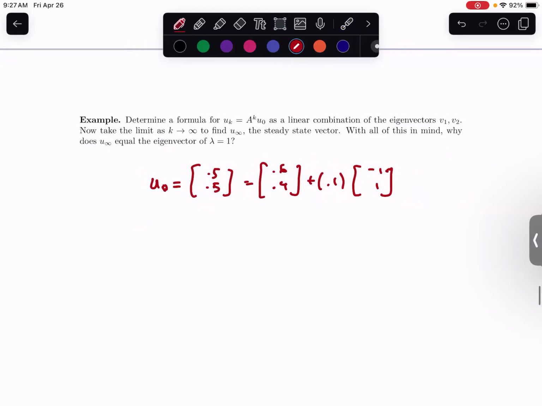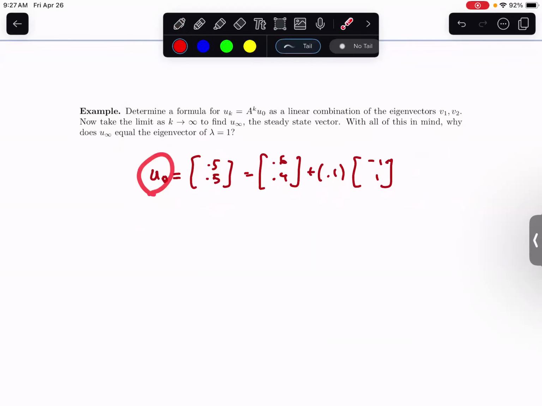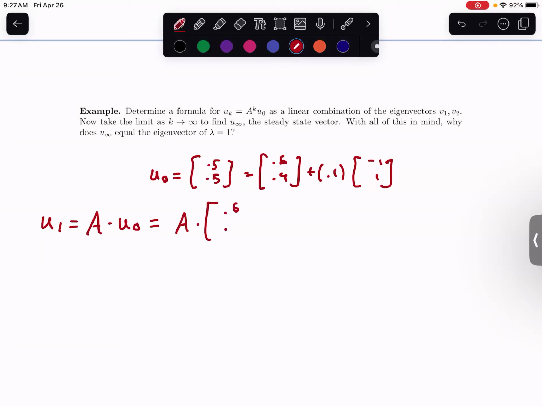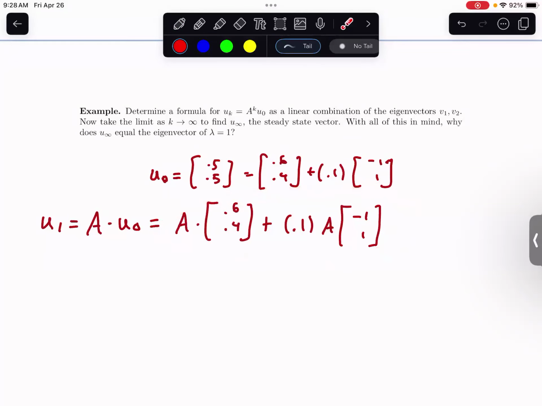And so we want to look at the various powers of A and how they change this u naught. So we have u1, which is equal to A times u naught. You can write this as being equal to A multiplied by 0.6, 0.4 plus 0.1 multiplied by A multiplied by minus 1, 1. All I did was, if we're multiplying A by u naught, you can distribute the multiplication of A throughout this sum. So that's what I did going from here to here.